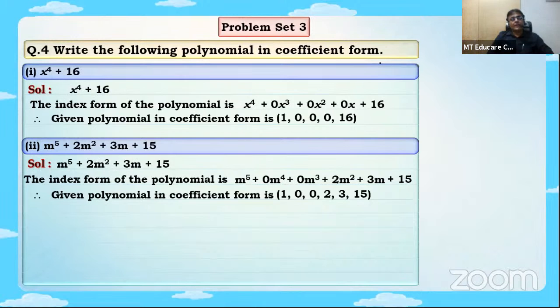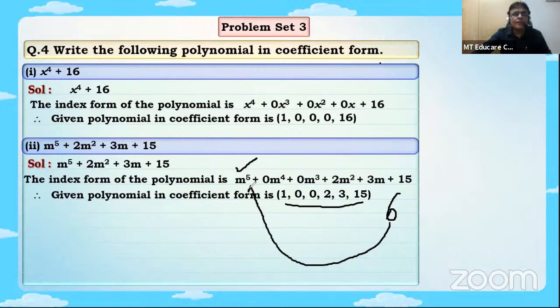Done? Now they will go with reverse. Now, the coefficient form they will give you. We have to write it in the index form. We have to go in reverse. Now look here, child. Just understand this. Here the degree is 5. So I have 1, 2, 3, 4, 5, 6 terms. So if I tell you I have 6 terms, what will be the degree? So the degree will be 5.